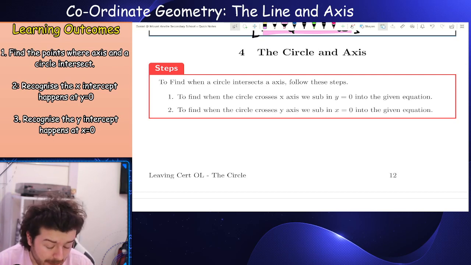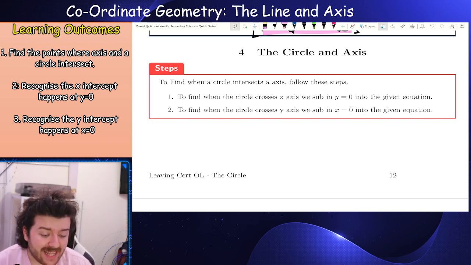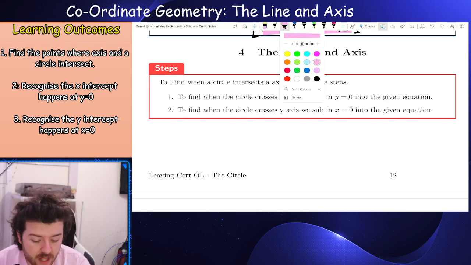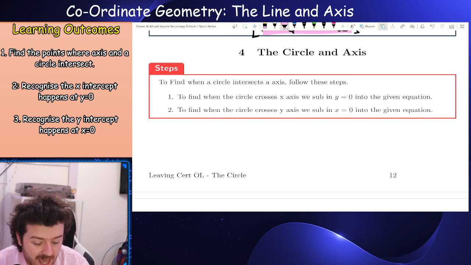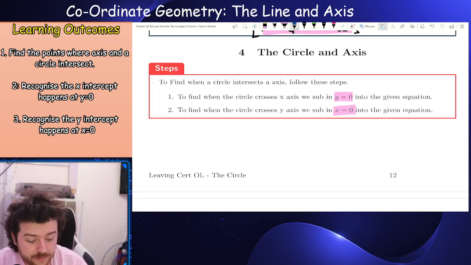In this video we're going to be looking at where a circle intersects or crosses the axes on a coordinate plane. If you recall from finding the x and y intercepts of the equation of a line, to find where the circle crosses the x-axis, we sub in y is 0, and to find where it crosses the y-axis, or the y-intercept, we sub in x is 0. That's all we have to do.